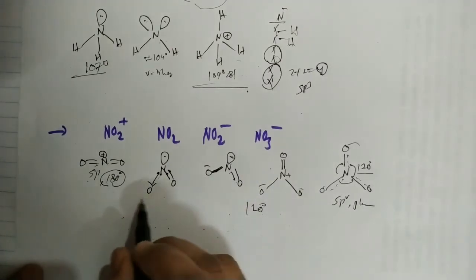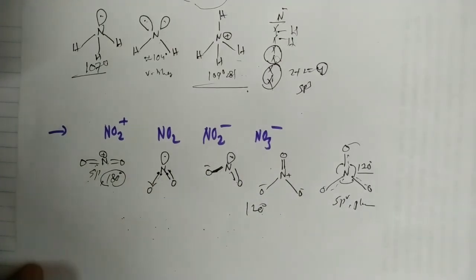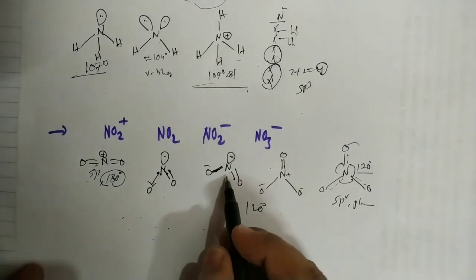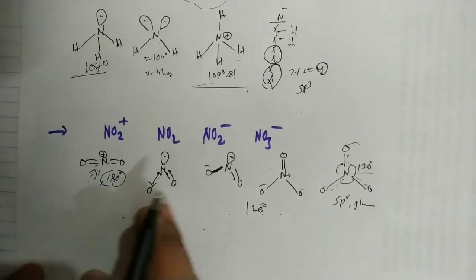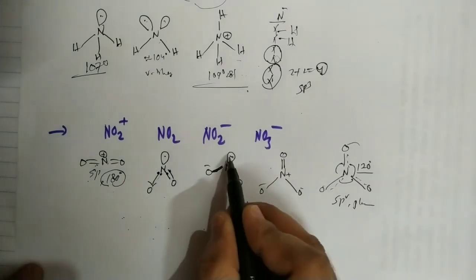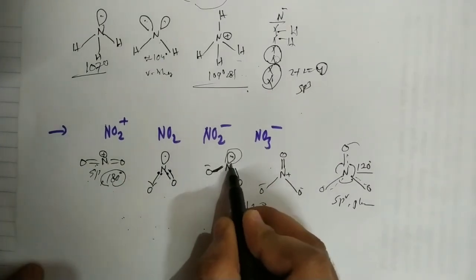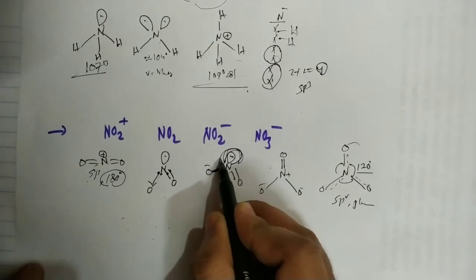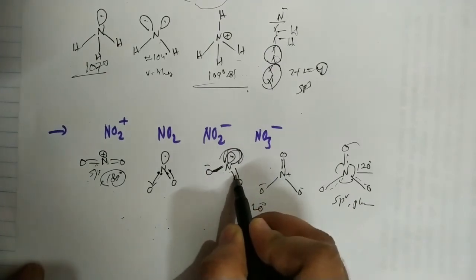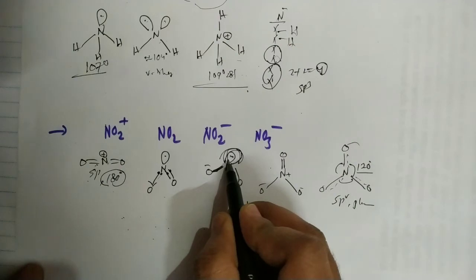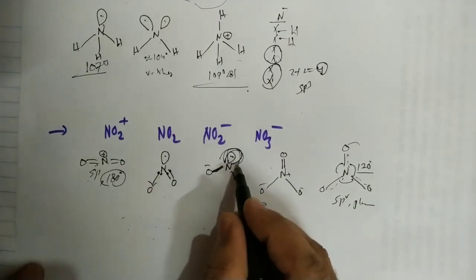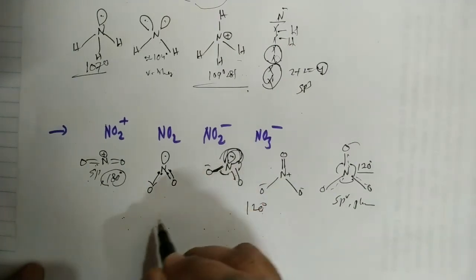Now coming to these two, they are V-shaped molecules. A V-shaped molecule means the bond angle is less than 120 degrees. Which one has the least bond angle? In this case there are 2 electrons, and 2 electrons occupy more space. So the bonding electrons repel with these 2 electrons, that is, a lone pair. That's why there is more repulsion and the bond angle decreases.